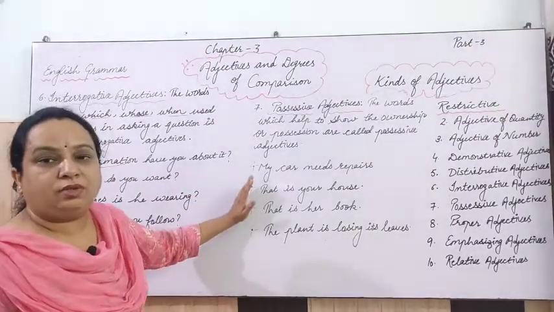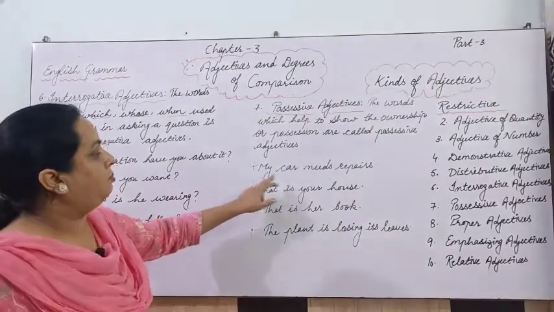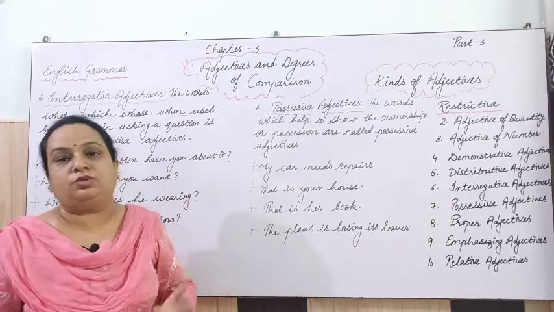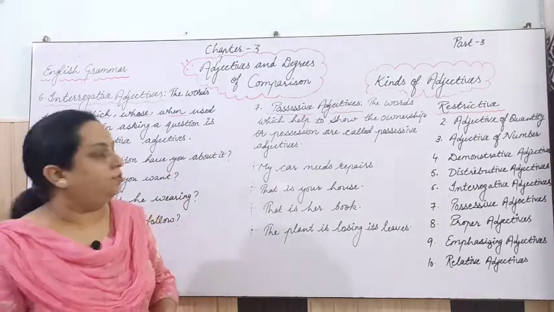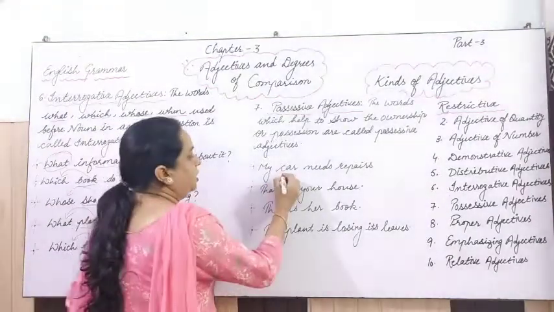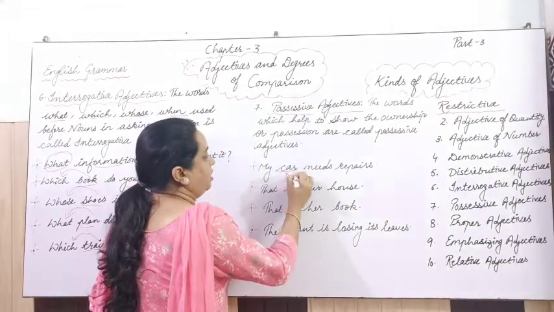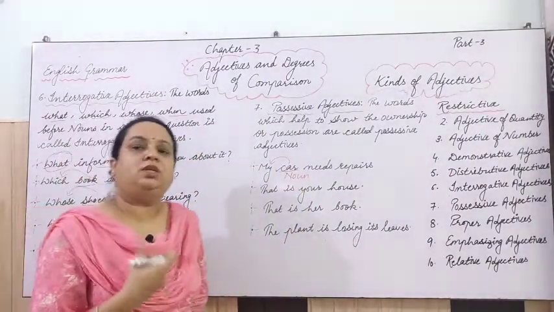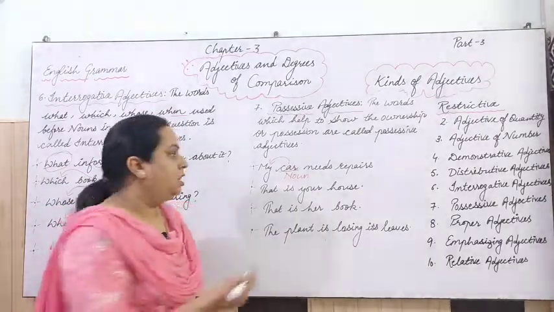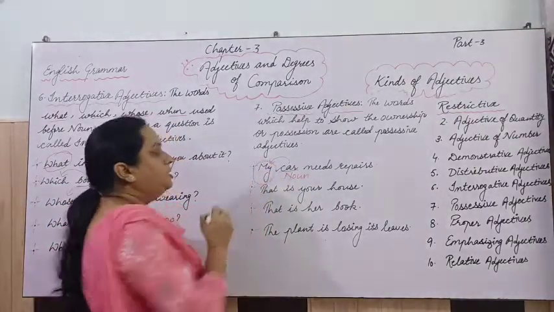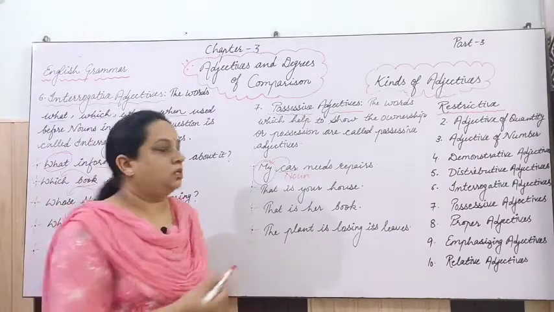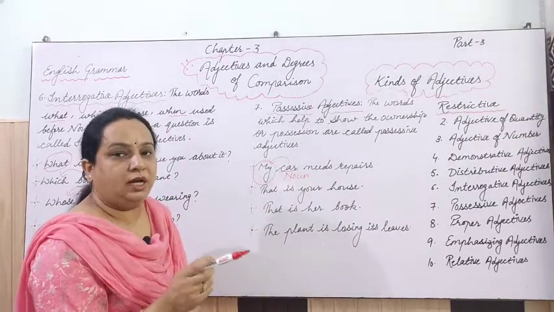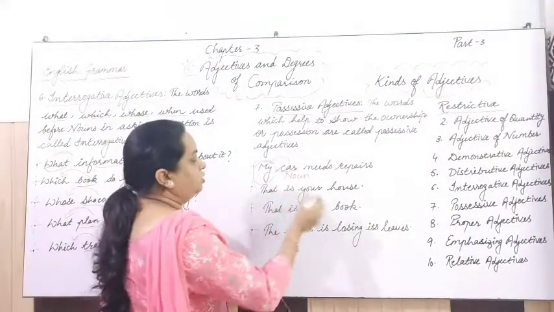So what should be after these words? There should be a noun. My car needs repair. The words which show possession or ownership are possessive. Here car is a noun, and before that my is there. Which word tells us whose car this is? This word my is showing us the possession. So this my is an adjective, and what is the kind? Possessive.